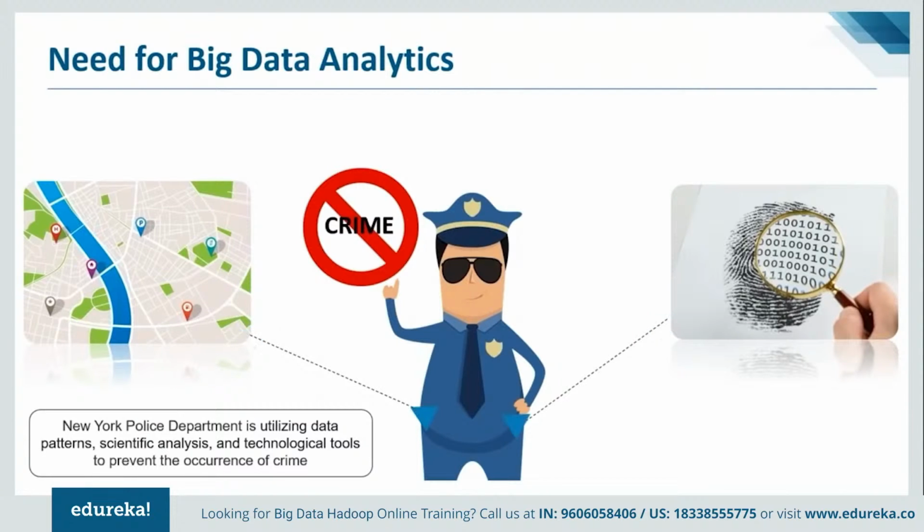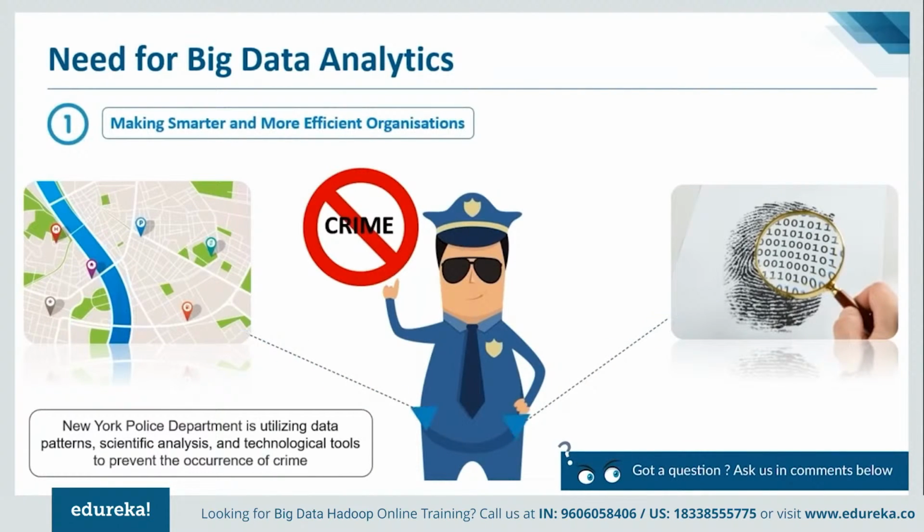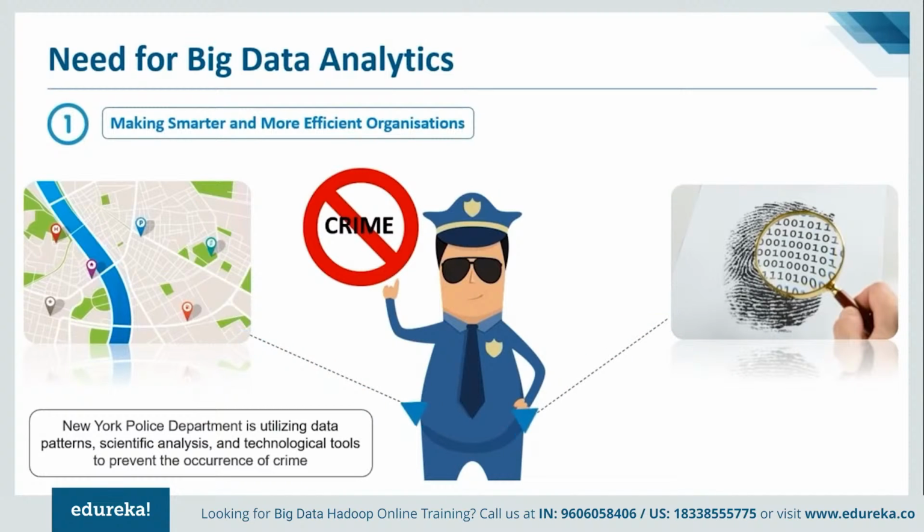So I have put down 4 such reasons here to tell you why it is so important and how it is helping many organizations all around the globe. The first reason here that I've stated is for making smarter and more efficient organizations. Big data analytics is basically highly contributing to these factors, and organizations are adopting this to lead them to faster decision making. One such example that I came across that I wanted to share with you guys is about the New York Police Department, in short, the NYPD.